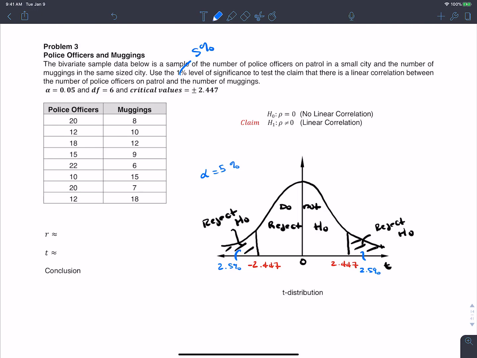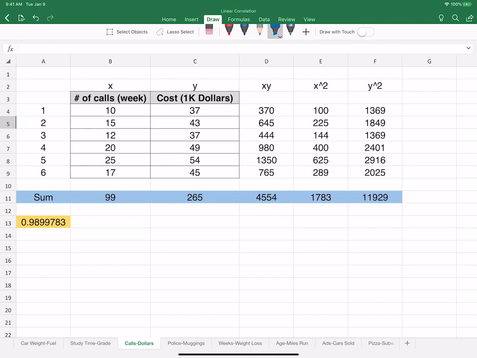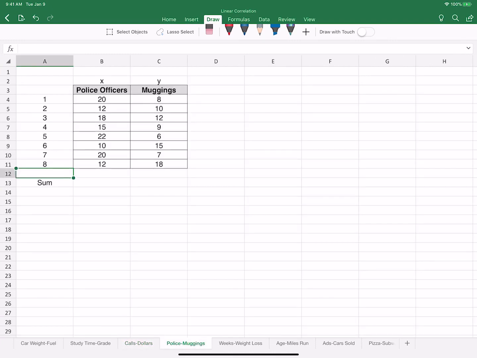I'm just kind of curious, what do you guys think should happen? If you increase the number of police officers on patrol, what do you think happens? The muggings increase or decrease? I don't know. Let's look at the data. Guess that's why we gather data. Let's take a look. Police officers and muggings. There we go.